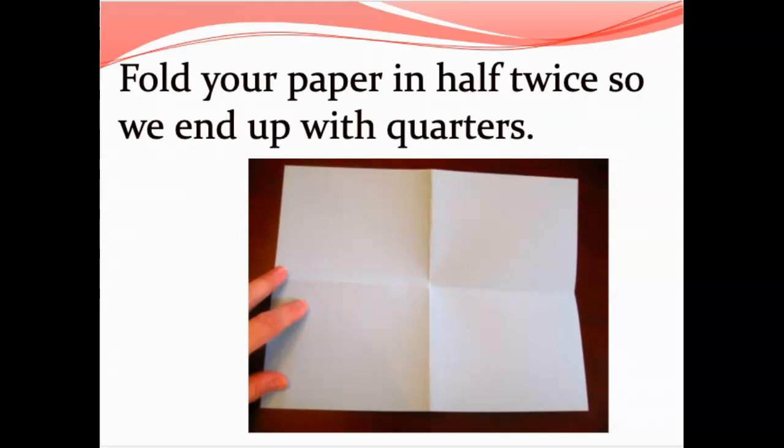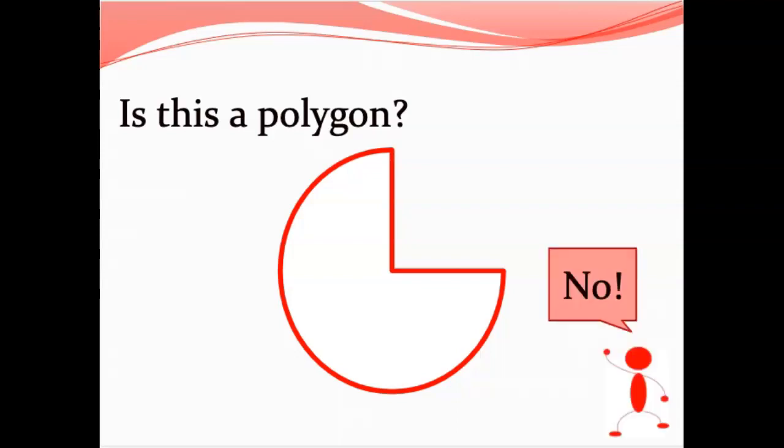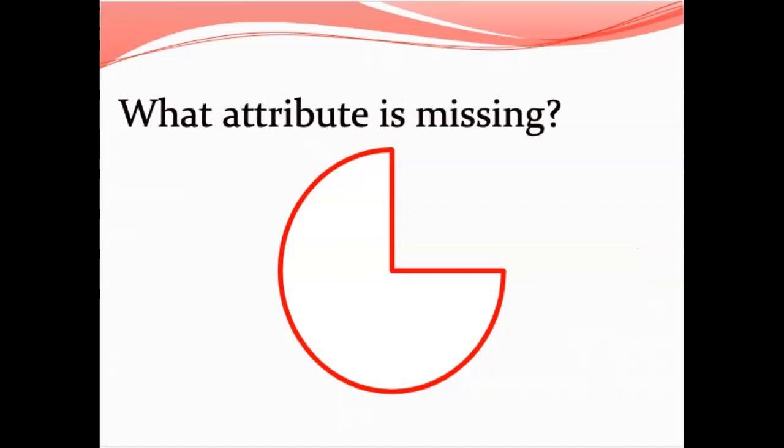First, we're going to talk a little bit. All right, let's look at this shape. Is this a polygon? Remember what you know about polygons. No, this is not a polygon. So what attribute is missing? Why is this not a polygon? Think about it. Look at this side here. This is the reason why this is not a polygon.